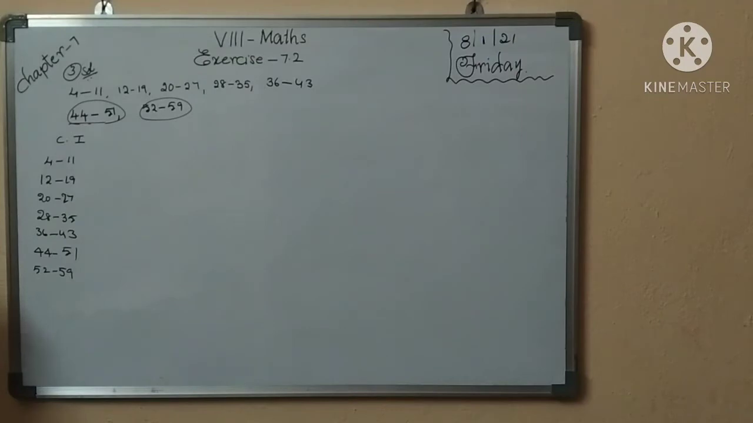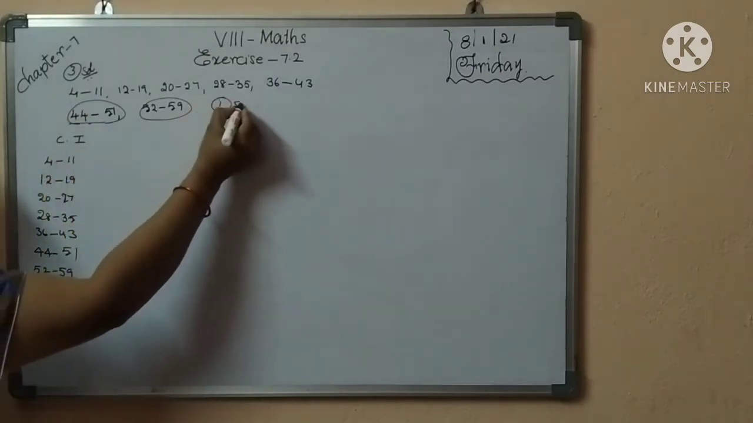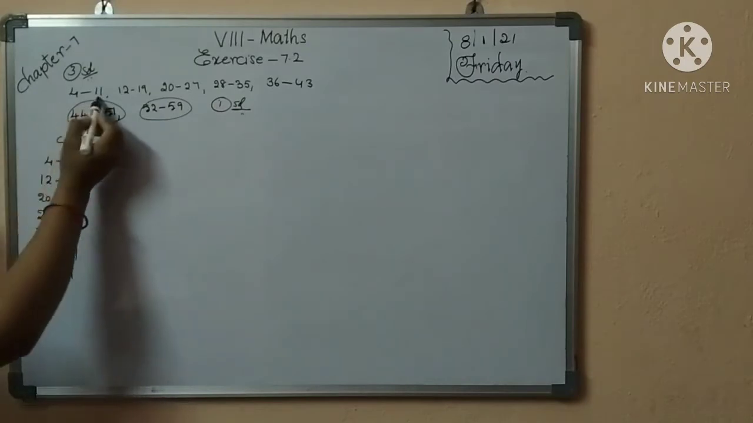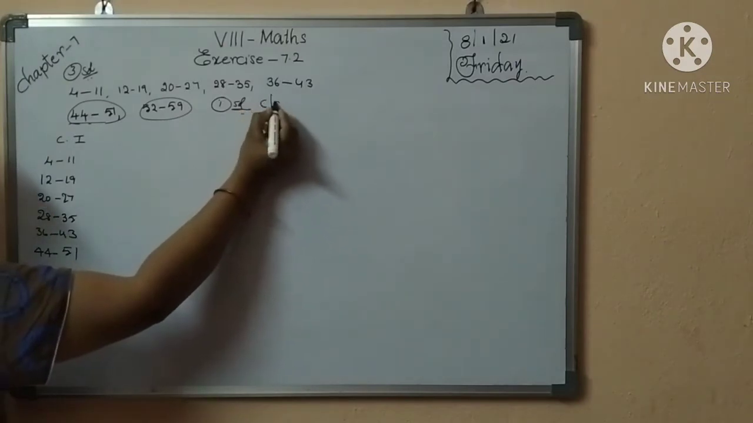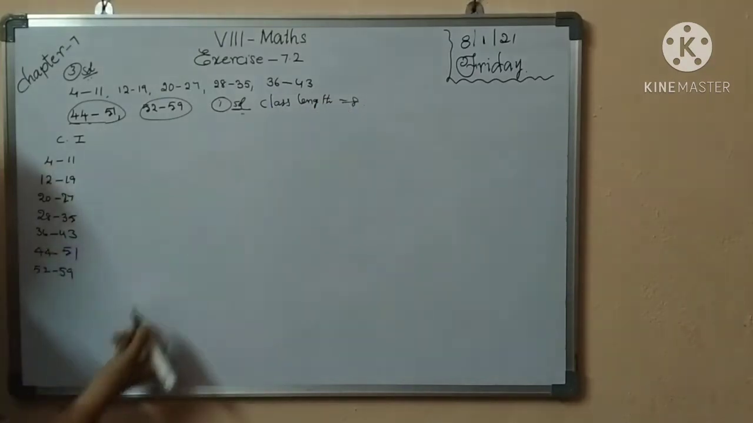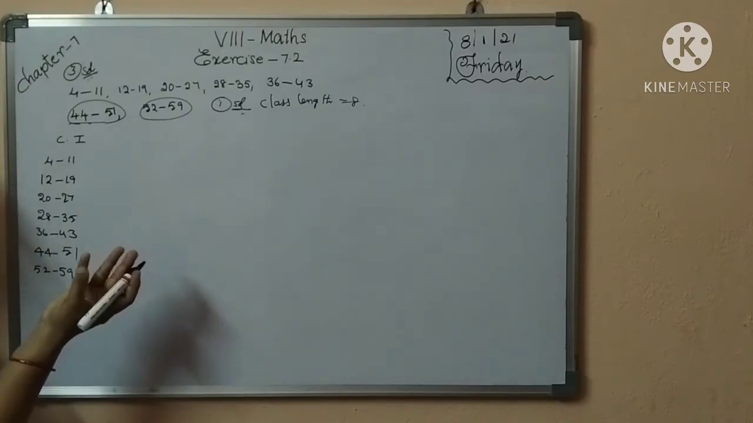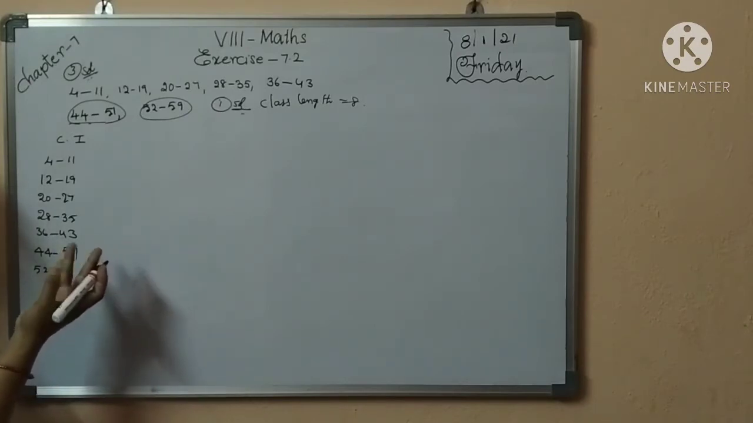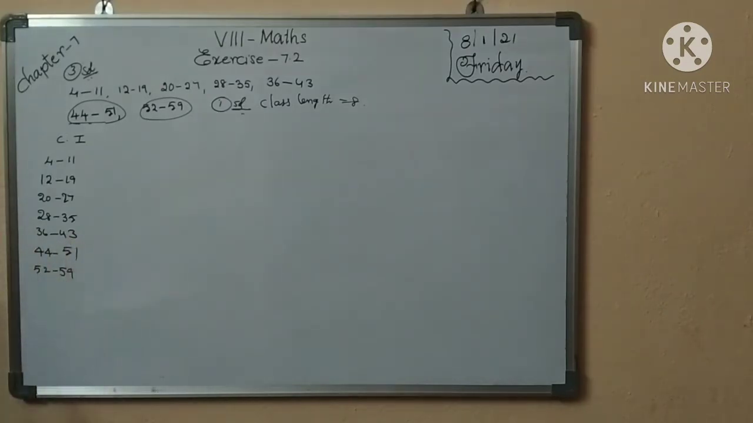The next, first solution: what is the length of each class interval? Write the first question solution. Here the difference is 4, 5, 6, 7, 8, 9, 10, 11. So that is the class length. Class length is equal to 8. Did you understand, children? Class length equals 8 because of 4, 5, 6, 7, 8, 9, 10, 11, that is 8.